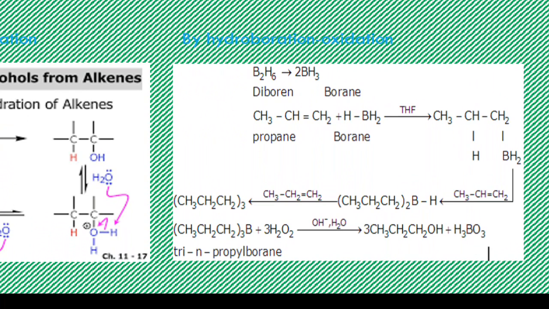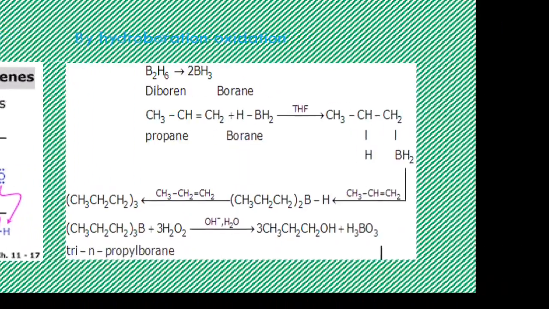So two different steps will be there, and ultimately what you will get is tri-n-propyl borane. Now to this molecule, if you add hydrogen peroxide, the lysis of the bond between the boron and the three propyl groups will take place, and this boron will be replaced by the OH groups, and that is how propanol is prepared by this method.